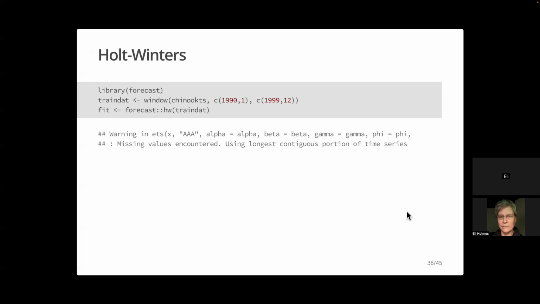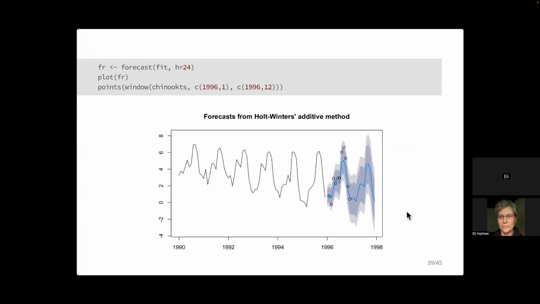And now I fit it. Holt-Winters, just like that, HW, give it the data. That's it. And it fits that model for me. And then I can plot it. h is 24. I'm forecasting 24 months. And there we go. There's the forecast. And you can see how they compare.